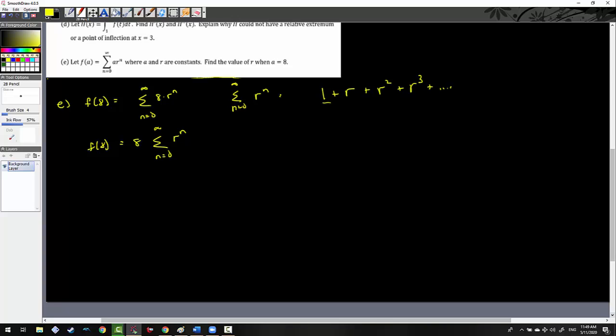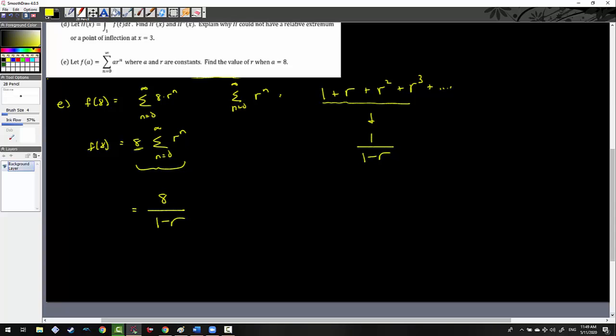At this point, this series should look pretty familiar. The function that this represents is 1 over 1 minus r. It's a power series, right? But don't forget, this 8 was being multiplied by it the whole time. So this is 8 over 1 minus r. And it will converge as long as the absolute value of r is less than 1. Well, how does that help me solve for r?